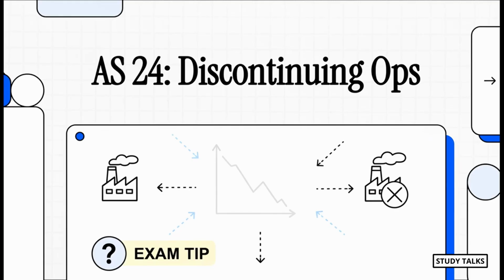Today we're tackling Accounting Standard 24, Discontinuing Operations. And I know what you're thinking. Oh, this one's easy, right? But let me tell you, this standard is a classic ICAI minefield. Seriously, it's where so many marks just disappear on what feels like a simple idea. Well, that's going to stop today. By the end of this, you're not just going to understand AS24, you're going to see the traps a mile away. So let's get right into it.